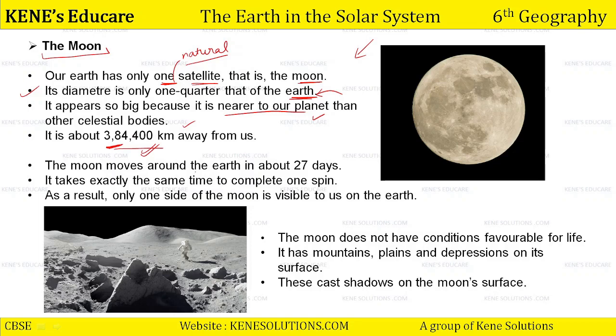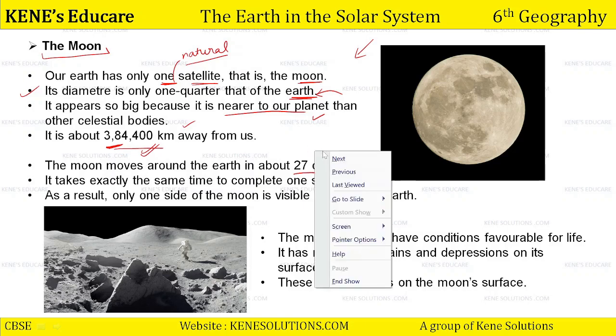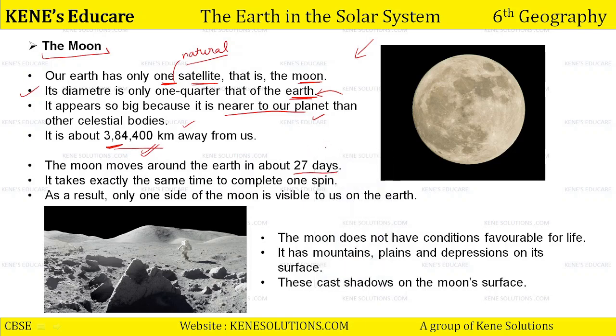द मून मूव्स अराउंड द अर्थ इन अबाउट 27 डेज एंड सometimes more than that also, very near to 27 और मोर देन 27 डेज. सो इट टेक्स एग्जैक्टली द सेम टाइम टू कम्प्लीट वन स्पिन. पूरा एक स्पिन करता है ना. I told you that Moon spins around the Earth, right? It takes a spin, this is Earth. And Moon takes a spin around the Earth. So Moon takes near to or between 27 to 29 days to complete one spin around the Earth.